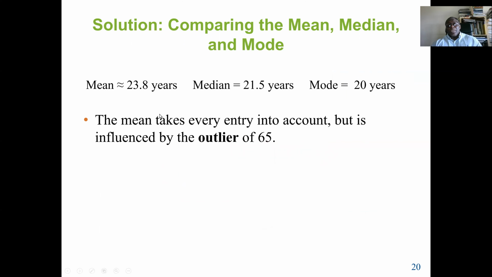So here we have the mean, median, and mode. The mean takes every entry into account because you have to add everything together, but it's influenced by the outlier of 65 or more.